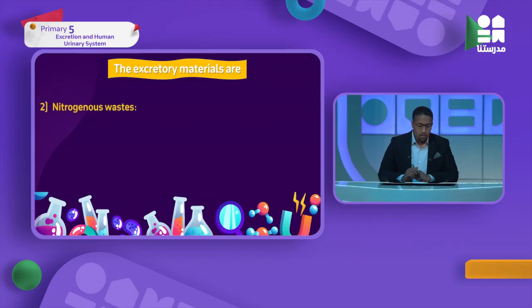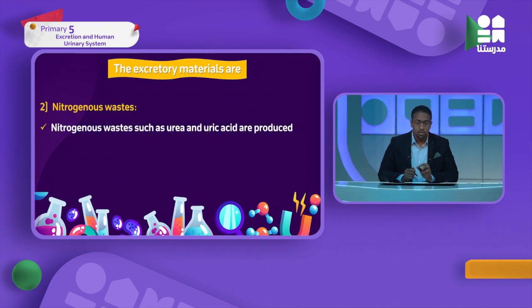Number 2, nitrogenous wastes. Nitrogenous wastes like urea and uric acid are produced from breaking down of proteins. Proteins, as we said, are found in meat, eggs, and milk. ده البروتين. البروتين هو kind of nutrients، نوع من الغذاء اللي احنا بناكله. البروتينات دي بتيجي منين؟ مصادرها كتيرة جدا، مصادرها اللحوم، الألبان، ممكن البيض. ده المصدر اللي بناخد منه البروتين.